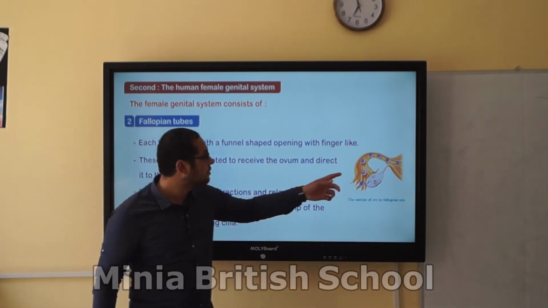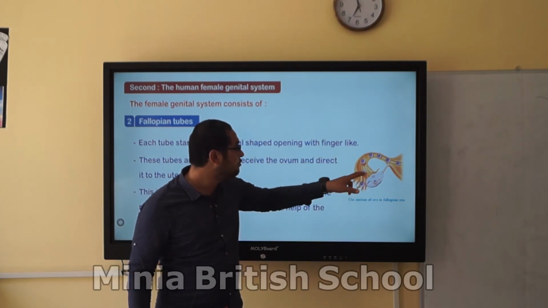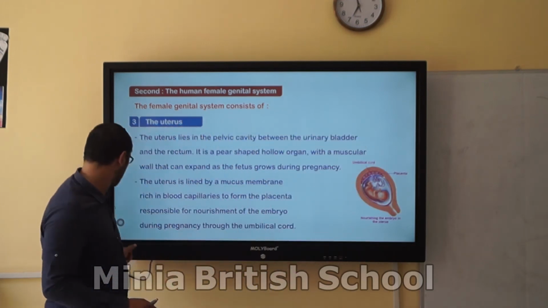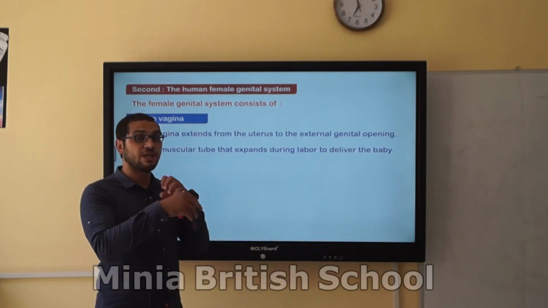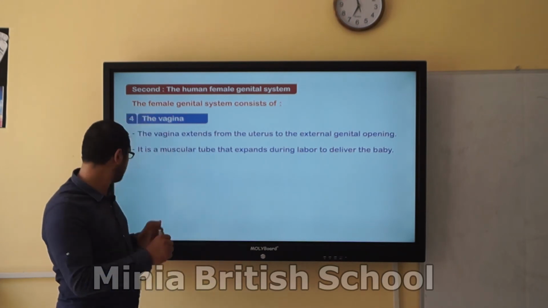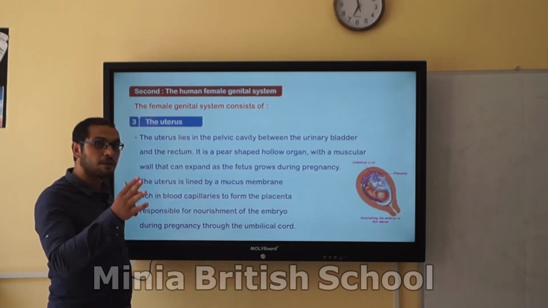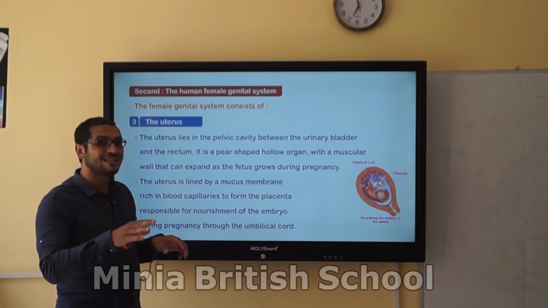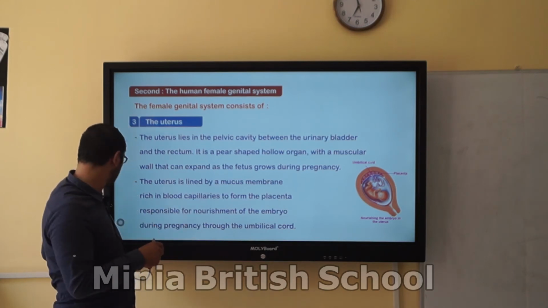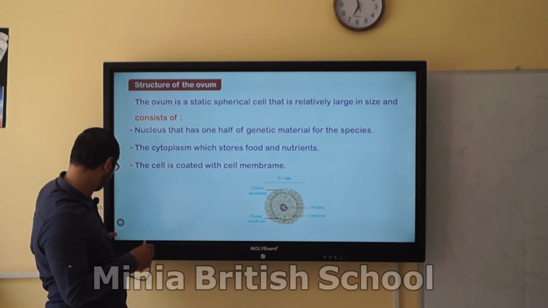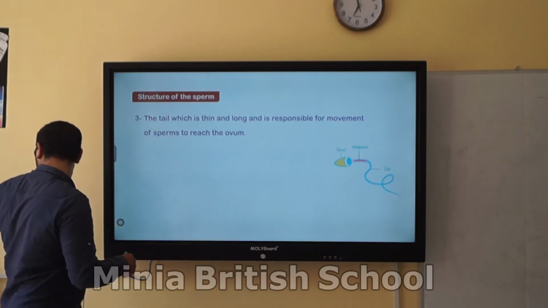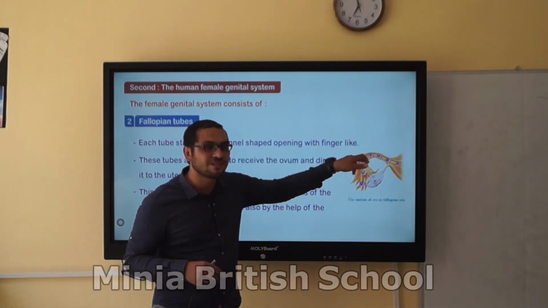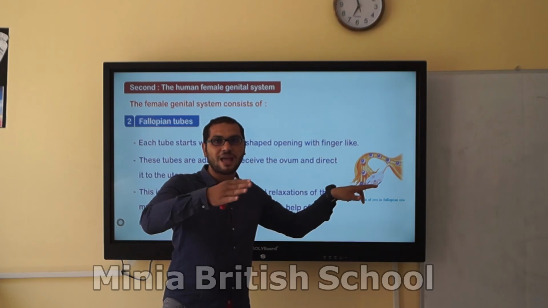So how can the ovum move from the ovary to the uterus? By contraction and relaxation of the fallopian tube, and by the cilia. The fallopian tube is lined inside with cilia.